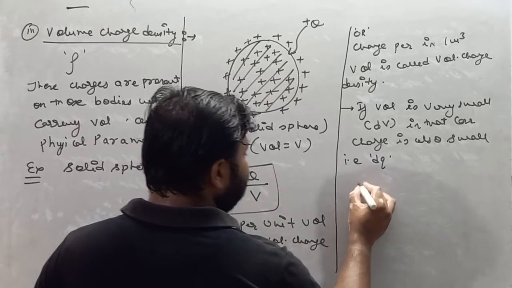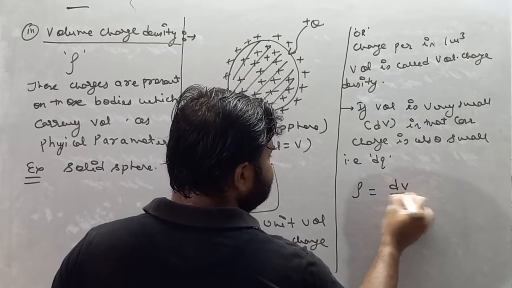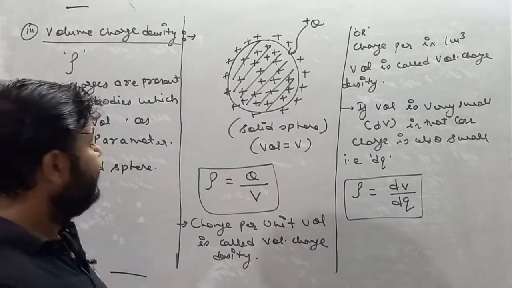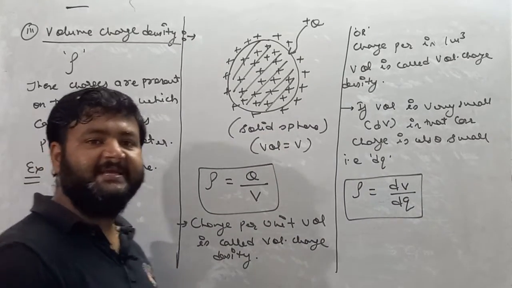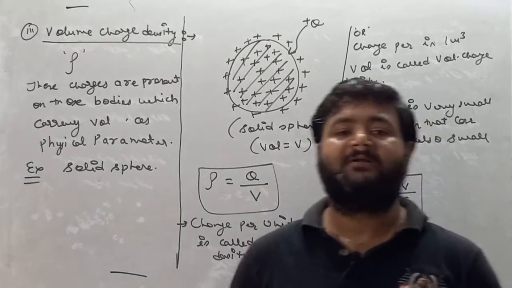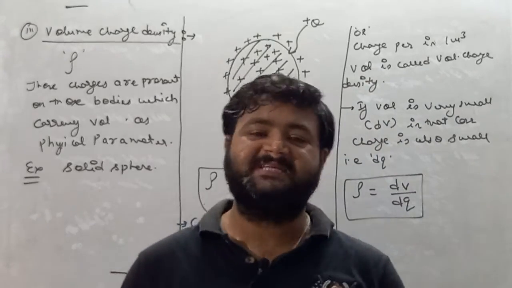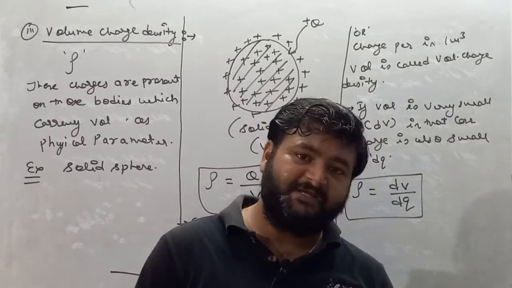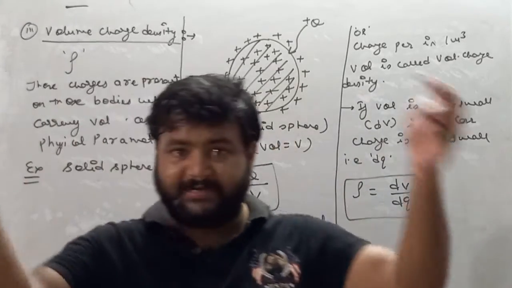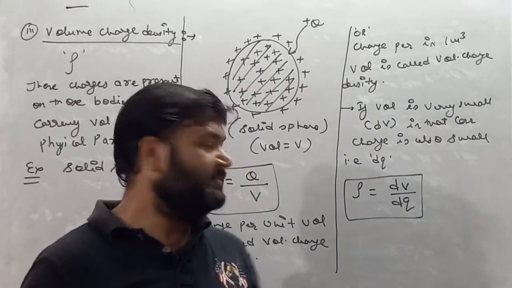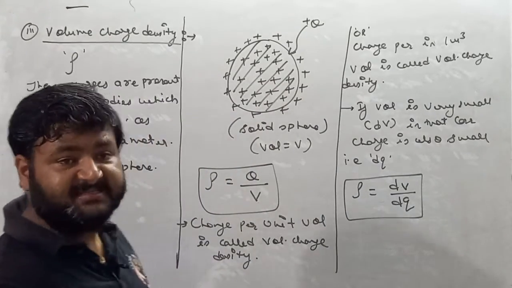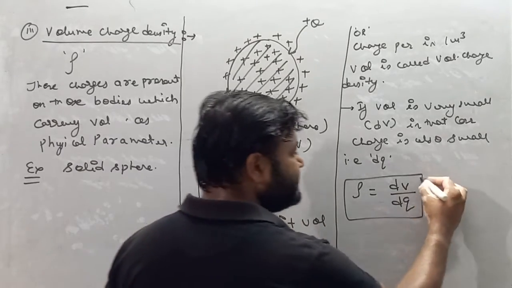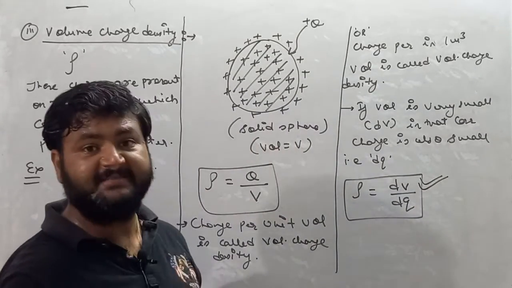In that case, I'll write, it is dq by dV. This is the formula of volume charge density, and this is applicable for those bodies whose physical parameter is volume. If we put some charge on that body, then the charge is distributed all over its volume. That's why these types of charges are called volume charge density. You have to remember this formula, dear student. You have to understand this thing.